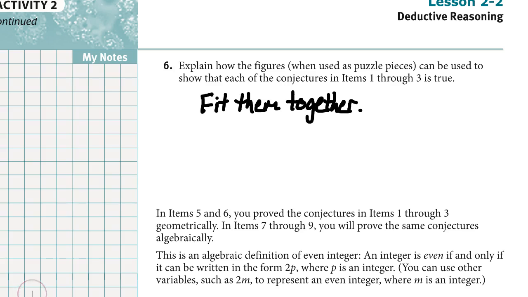Number 6, explain how the figures used as puzzle pieces can be used to show that each of the conjectures were true. We could fit the pieces together. For example, if we fit the 2 pieces that represented even numbers together and found out that the answer was a puzzle piece representing an even number, then that's proof of our conjecture that an even number plus an even number equals an even number.